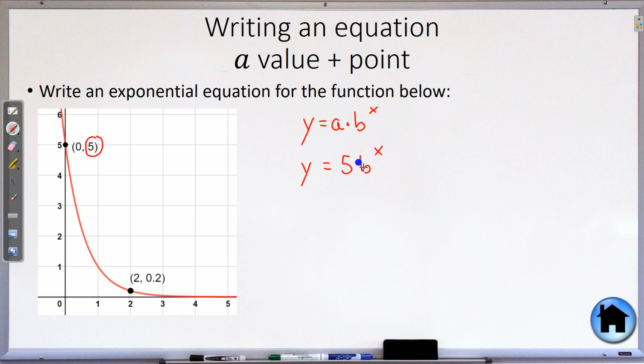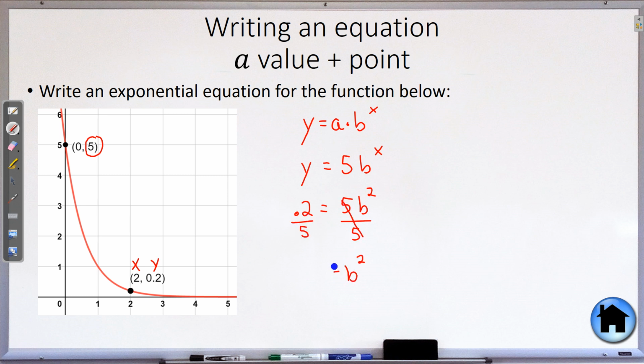Now we need to find the b value. To get the b value, we plug in the other point, x and y. So it looks like it'll be 0.2 for y, 5 times b to the power of 2. So now we have to solve for b. Divide by 5 on both sides.